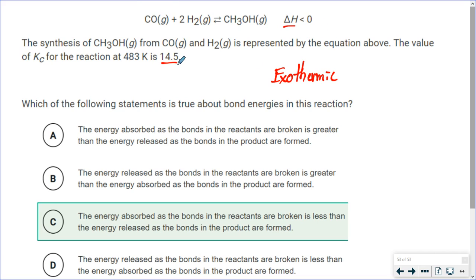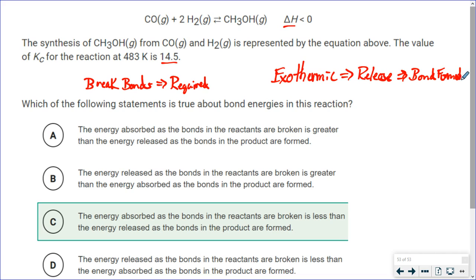Now, the only thing you have to remember, does it require energy to break a bond or require energy when a bond's made? And the answer is when you break bonds, it requires energy. Breaking bonds equals required energy. And when you make bonds, you give off energy. So what's the statement that's true about bond energies? Well, if it's exothermic, exothermic means release energy. And this is associated with bond formation.